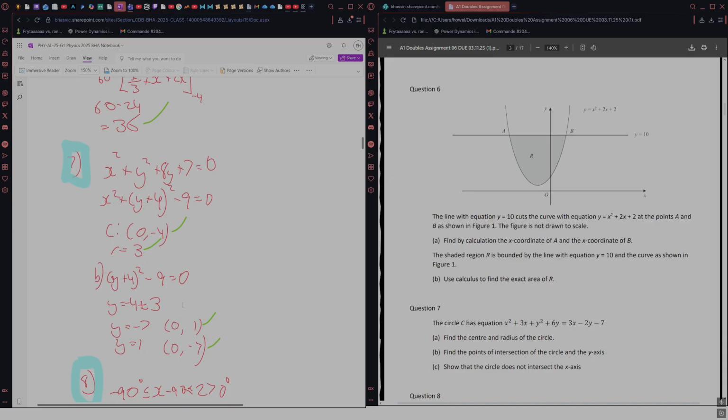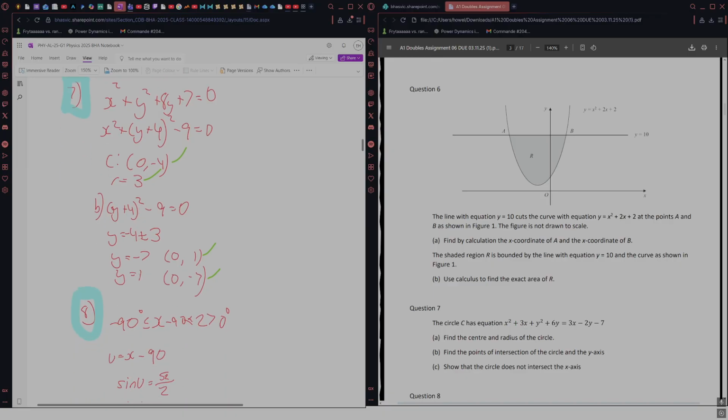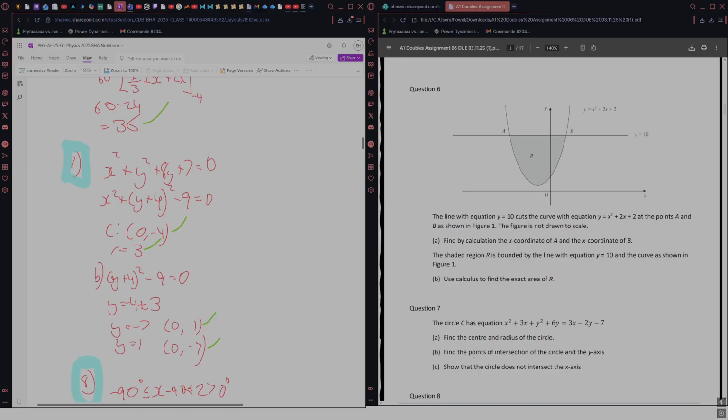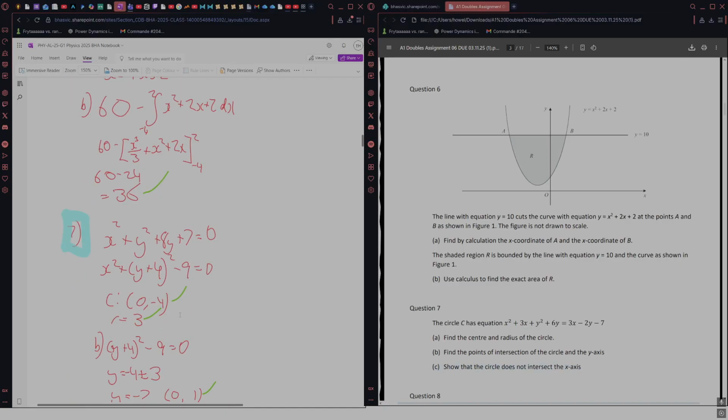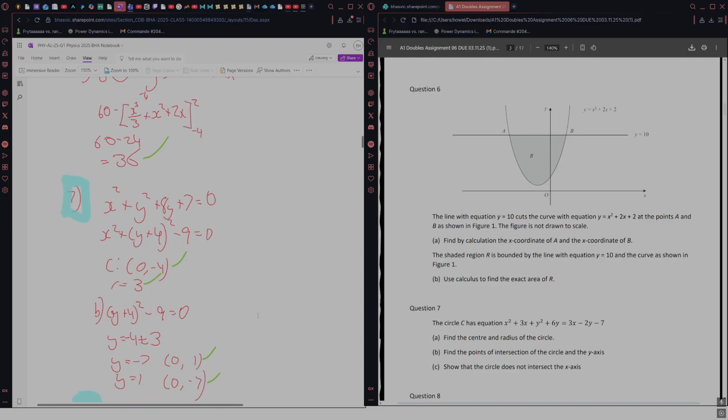And obviously the x coordinate is 0, so you can just put that there. Show that the circle does not intersect the x-axis: you have to substitute 0 into y, and then you'll see that it's a quadratic with no real solutions. So you can either use the discriminant, or you can just say that it's above the x-axis. I don't know why I haven't done that question.